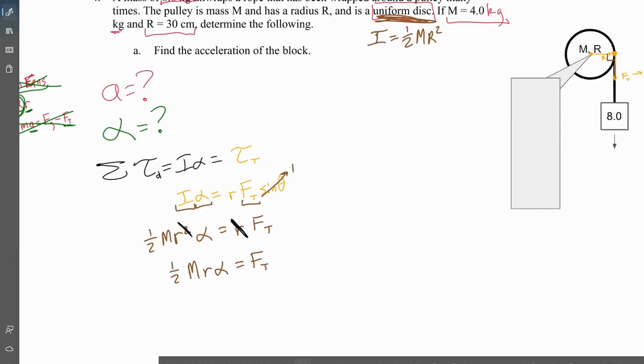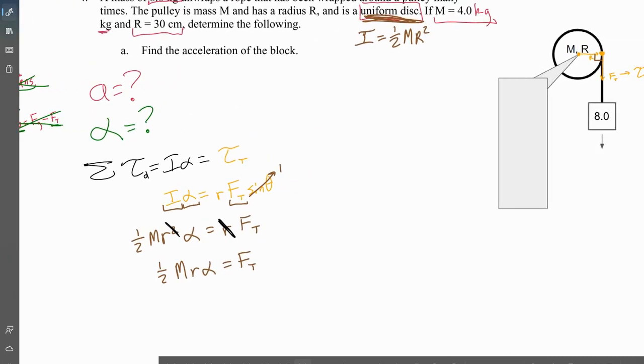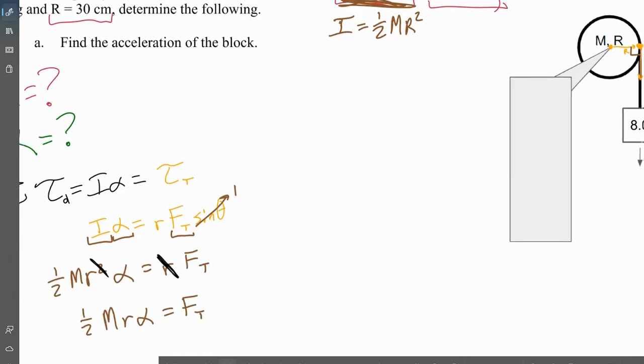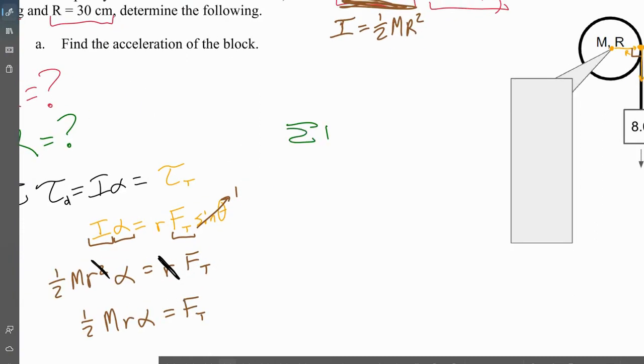It appears on the wheel and it appears on the block. So if we can't get this all the way through the wheel, let's try this with the block. Let's try this sum of the forces on our block equals MA.